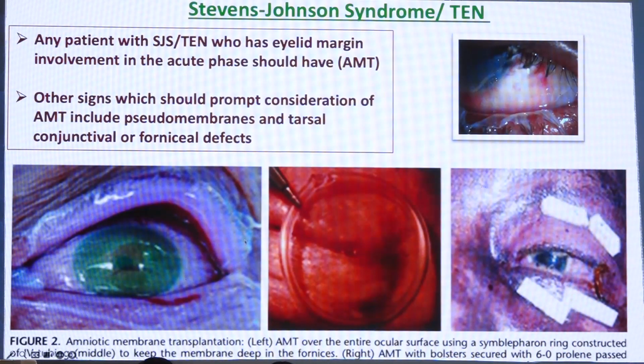So this is the picture where they were putting this AMT, and then they are covering this ocular surface with a symblepharon ring in this case, and they have put another indigenous silver ring made of IV tubing to keep the membrane deep in the fornices. And then you can also suture it. If you don't have those things, then you can suture it and put this deep IV tubing also.